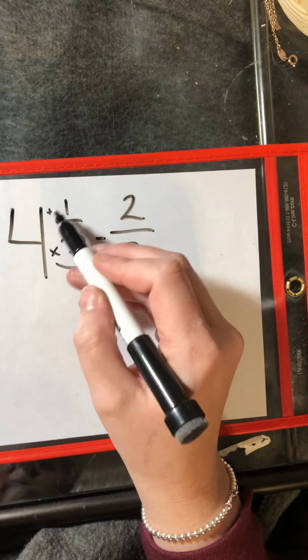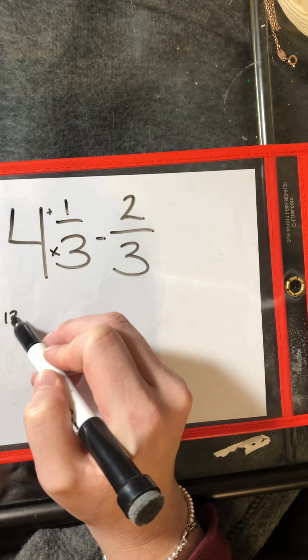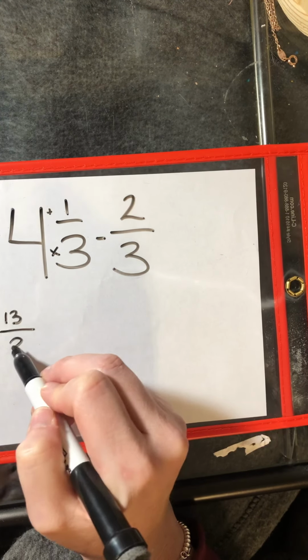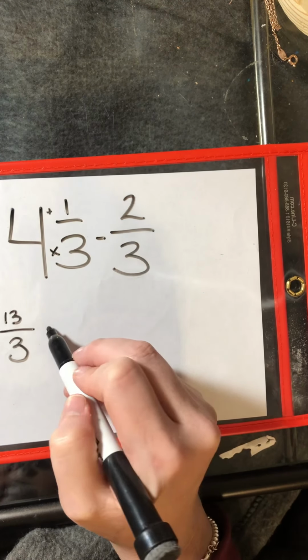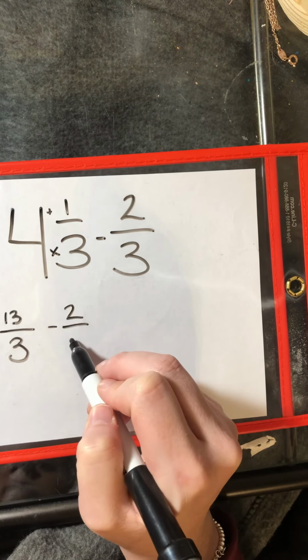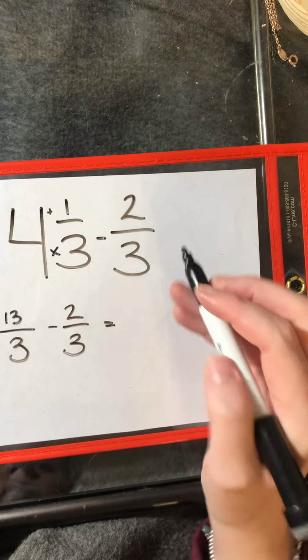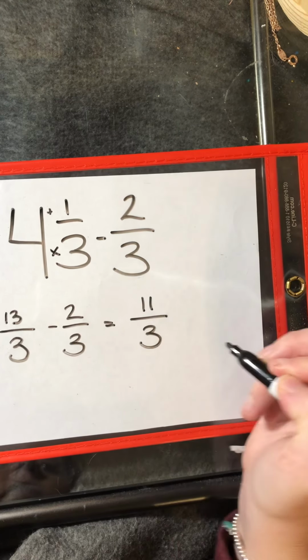So far I have 12. 12 plus 1 is 13. My denominator needs to stay the same, so it needs to be thirds. Now I can go ahead and just subtract my 2/3. So when I do that, 13 take away 2, I know is 11, and thirds stays.